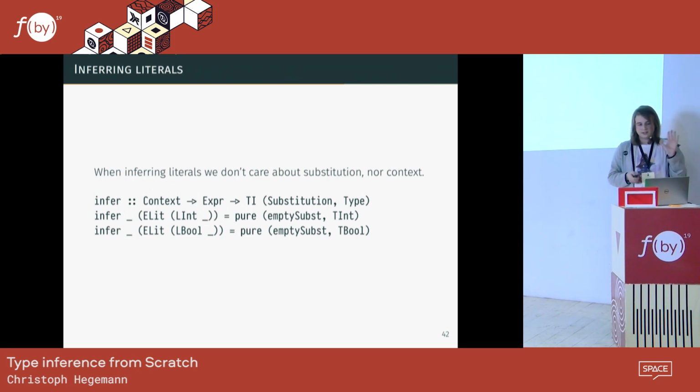So next is the inference function for literals. Literals are pretty simple because if I have an int literal, I know that has type int, and for booleans I know that it has type bool, and there's no substitution shenanigans going on here at all because there are no type variables, and the context doesn't matter either.